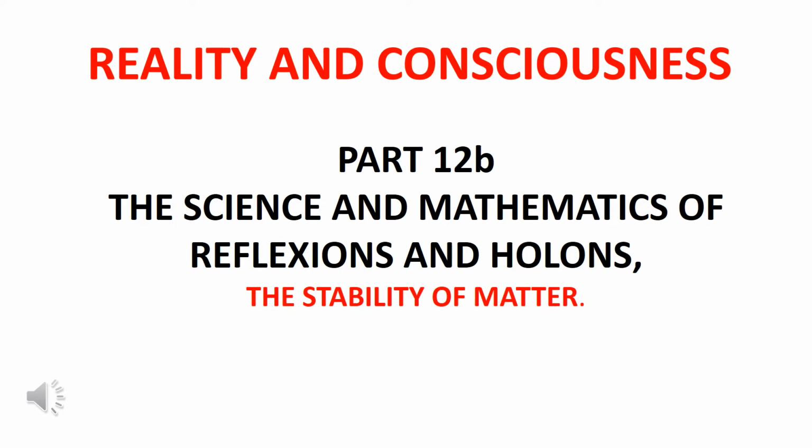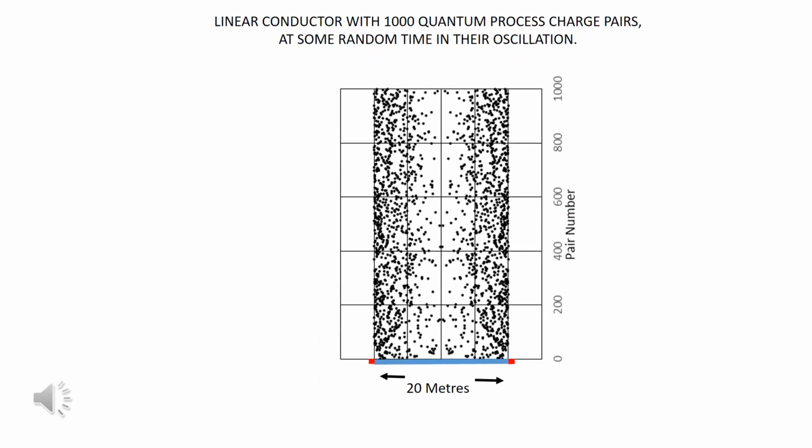We saw this diagram earlier in the series. We were looking at the positions of quantum charge pairs on a line conductor at random times in their oscillations. We saw how they formed a quasi-stationary charge distribution. Although this distribution looks complex, it has a relatively simple mathematical structure.